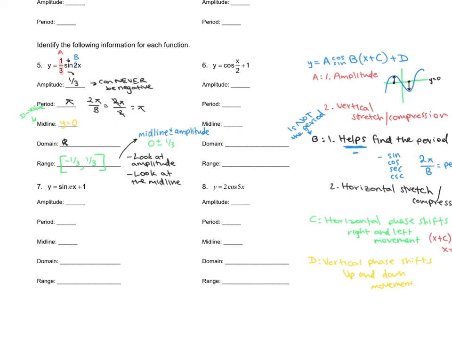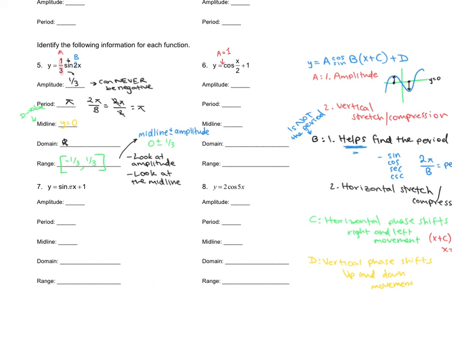Let's look at number 6. So now that you've got the general idea, I'll go a little faster here. We have y is equal to cos x over 2 plus 1, and there's no value in front of that cos. So instead of like the previous problem where there's a 1 over 3, there's actually nothing here, so we can assume that the a value is equal to 1. If there's nothing there, we assume the a value is equal to 1. It's not 0, it's 1, so that might be a little tricky.